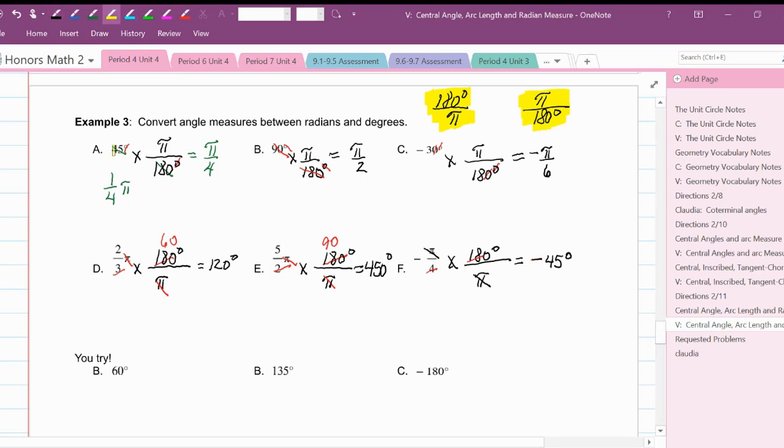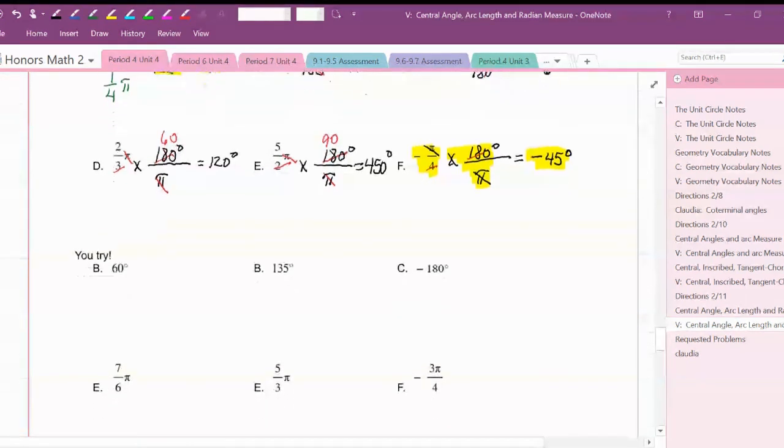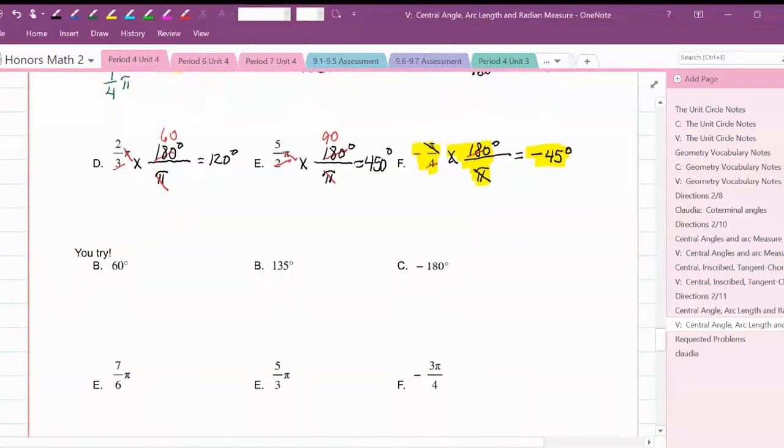Notice we have the same equivalent measures, except one would be positive and one would be negative. All right, time for you to pause the video and you try these next 6.